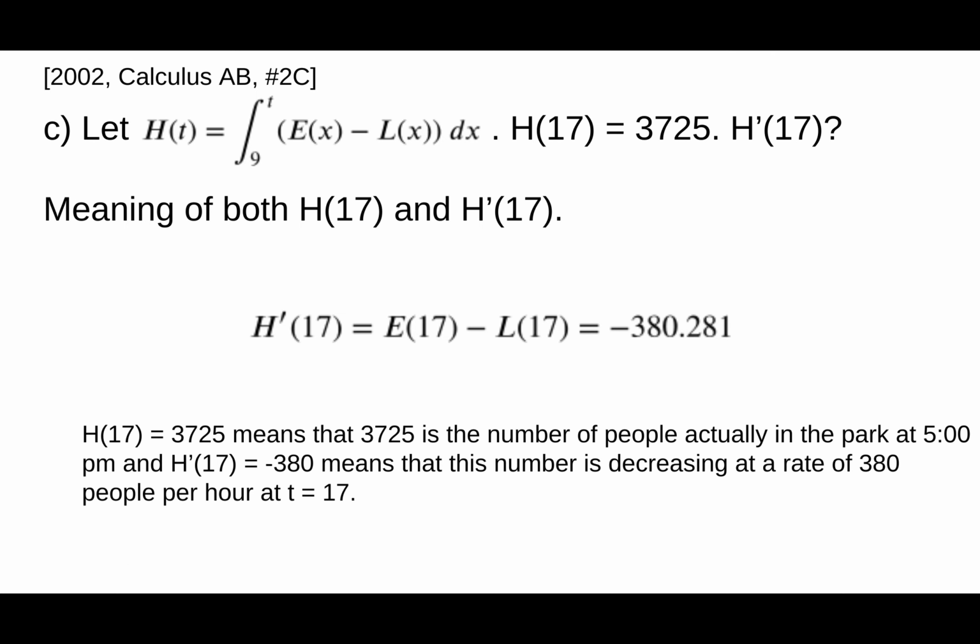And then the meaning here would be, h of 17 just tells us the total number of people in the park at 1,700 hours or 5 p.m. And then h prime of 17 equals negative 380 simply means that this number is decreasing at about 380 people per hour, specifically at t equals 17 or 5 p.m.